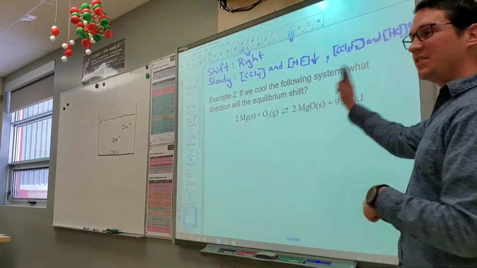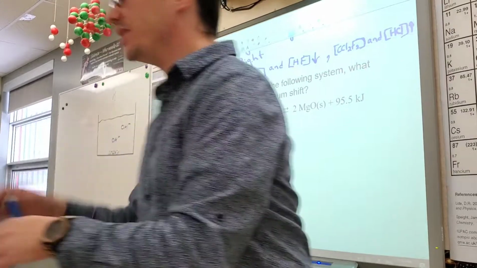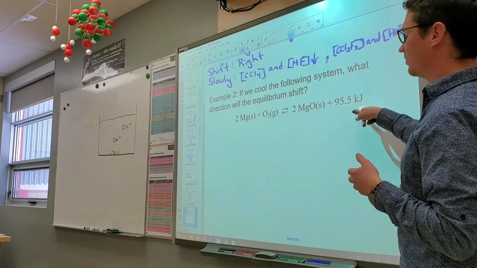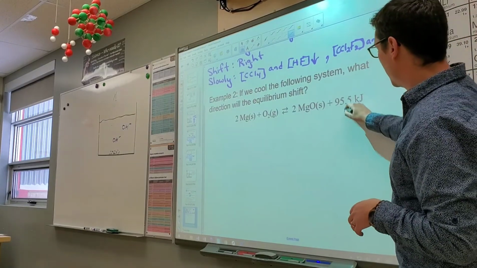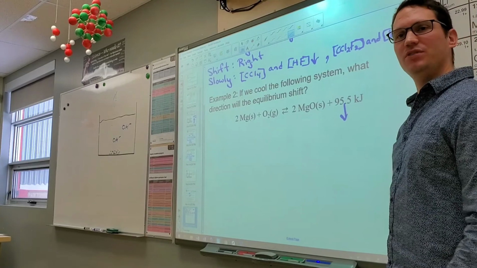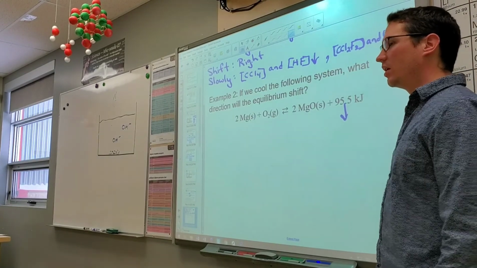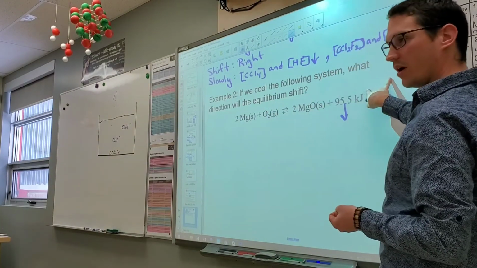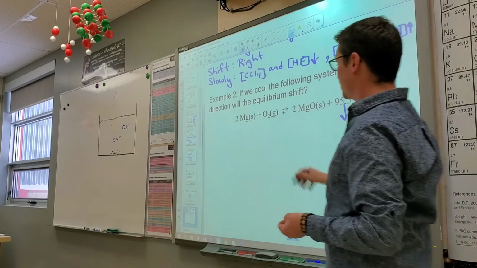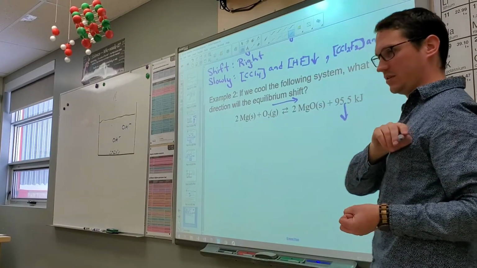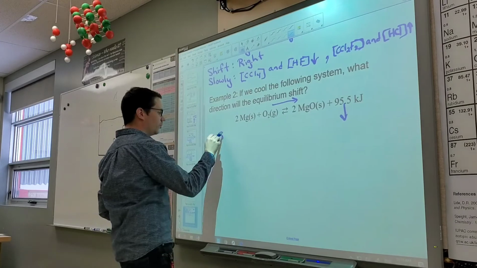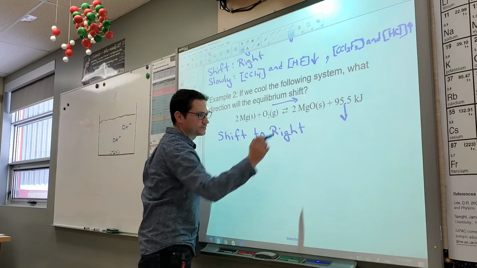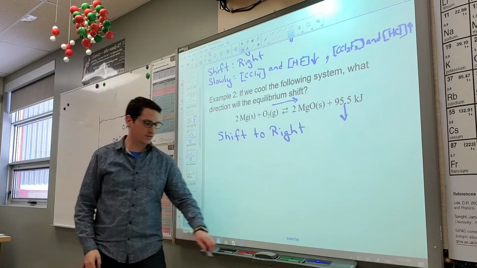If we cool this system down, what are we doing? Are we adding energy or are we taking it away? So what kind of an arrow would I draw under the 95.5? Up or down? I draw a down arrow. So what's going to happen? Which direction is this equilibrium going to shift? If I take it away, it's going to shift to make more of it. Does that make sense? So we're going to shift to make more of it. So it will shift to the right or towards the products.